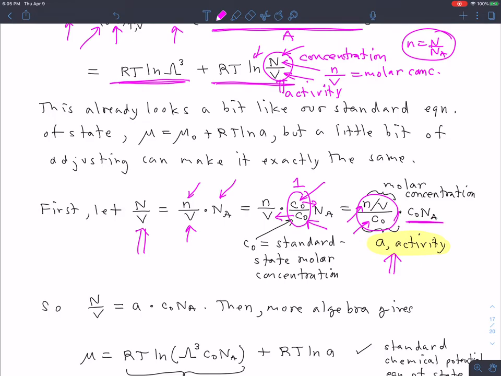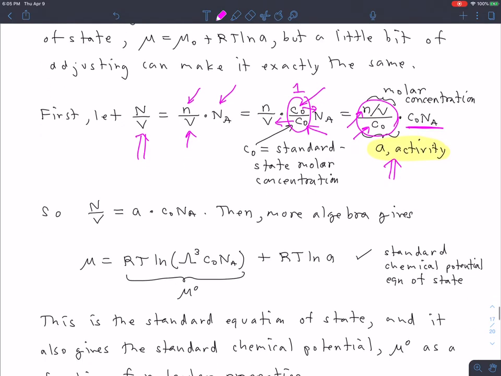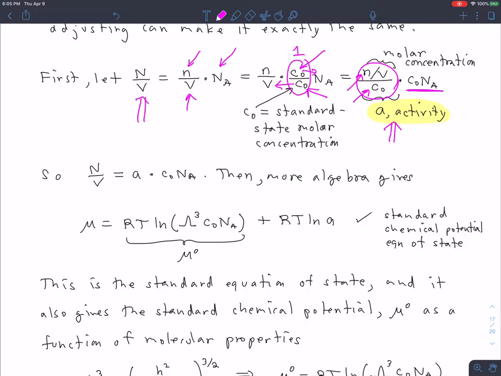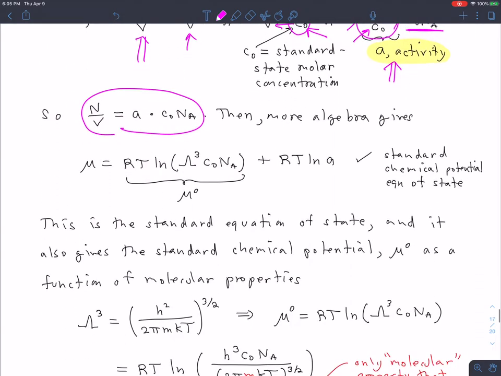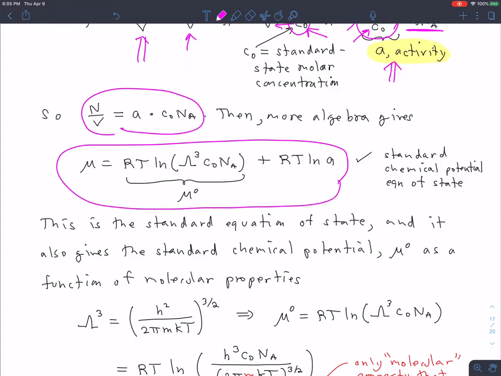Times some other stuff, and we'll see what happens with that. All right, so there's our relationship. We plug that into this expression up above, do a little bit more algebra, and we get out, in fact, something that is identical to our standard chemical potential equation of state.